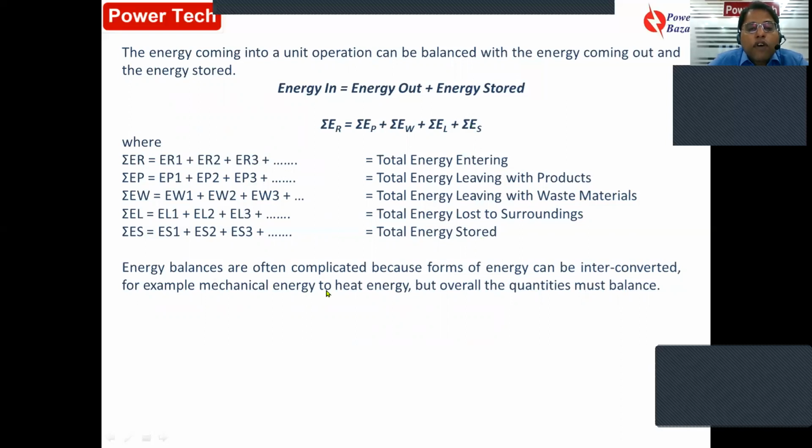Energy balances are often complicated because forms of energy can be interconverted, for example, mechanical energy to heat energy, but overall the quantities must balance. That means energy balancing is relatively difficult because it keeps on changing from one form to another, so it is very difficult to conduct an energy balance. But both mass and energy balance are important for an energy auditor.